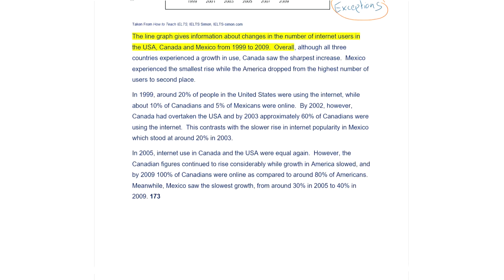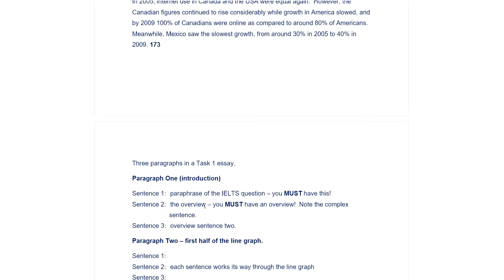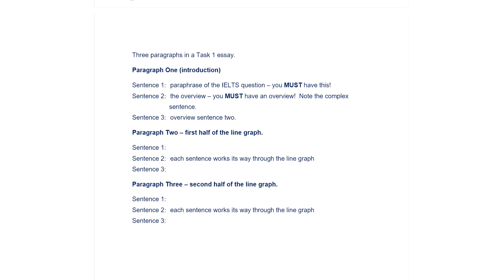The next thing that you must have is your overview. If you do not have an overview, you will not get higher than band 5 for task achievement. So it's really important to have this. You can put your overview at the end if you want. It doesn't have to be here, but I always teach people to put it here so that they don't forget, and also because I really like this 3, 3, 3. It's easy to remember.